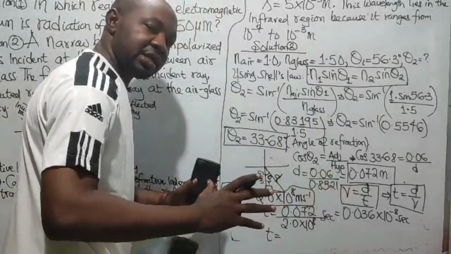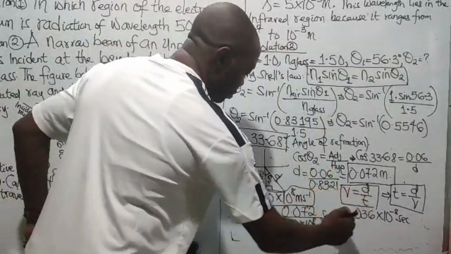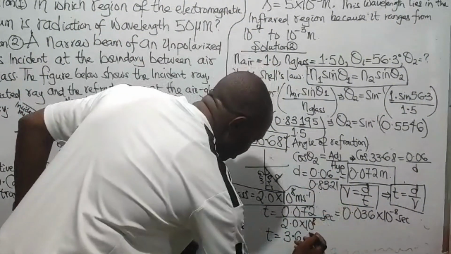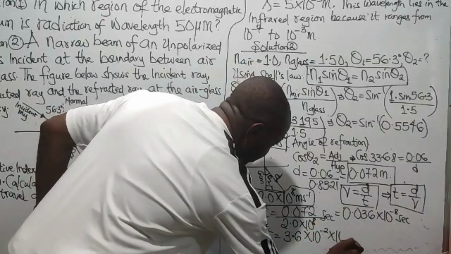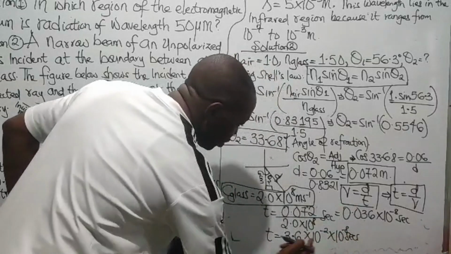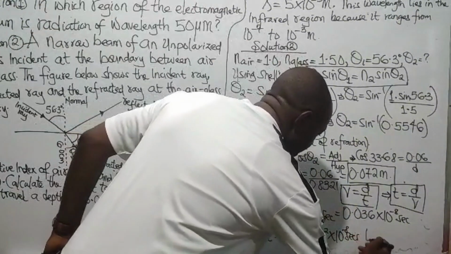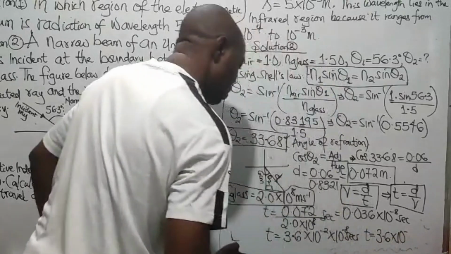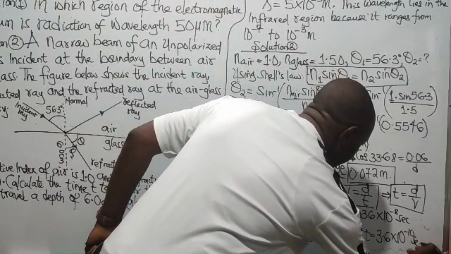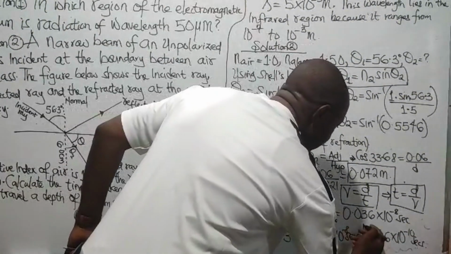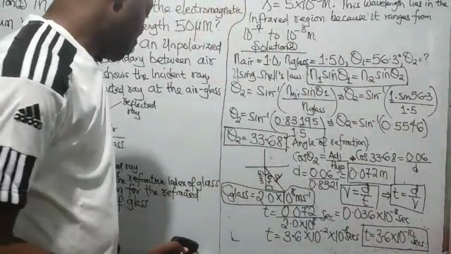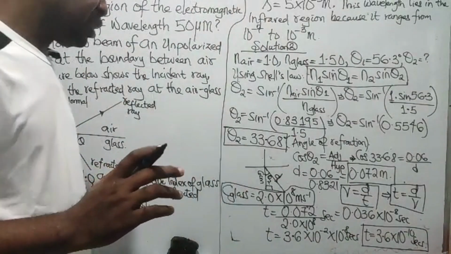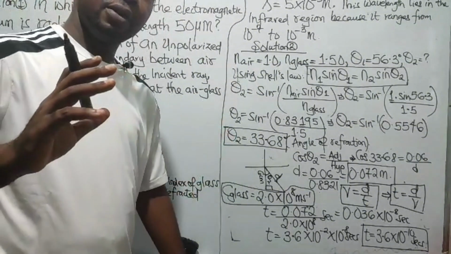So time t, let's write this in standard scientific notation. We move the decimal point, so that will be 3.6 times 10 raised to the power of minus 2 times 10 raised to the power of minus 8. Combining the powers of 10, we have time t equals 3.6 times 10 raised to the power of minus 10 seconds. This is the time t taken for the refracted ray to travel a depth of 6 centimeters of the glass.